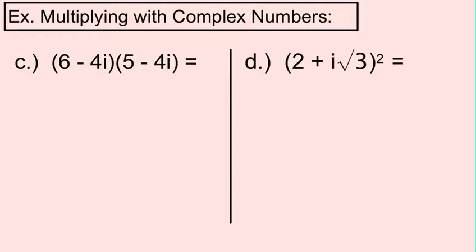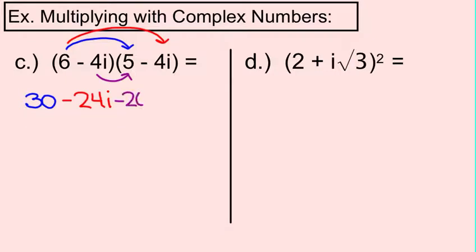Next example, very similar to the one that we just did. 2 complex numbers, you need to FOIL. So 6 times 5 is 30. Outside, 6 times -4i is -24i. Inside, -4i times 5 is -20i. And then last, -4i times -4i is +16i squared. I'm going to combine like terms right here.